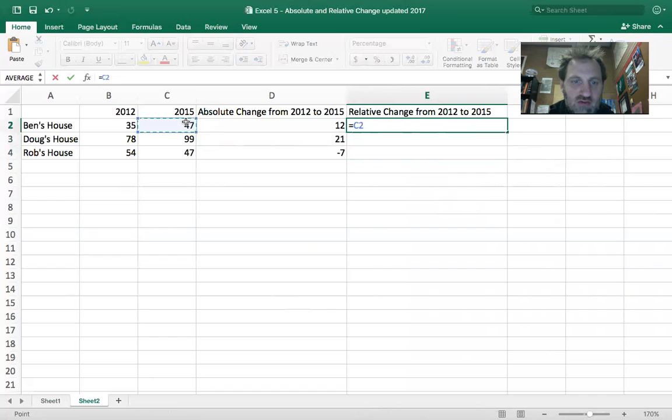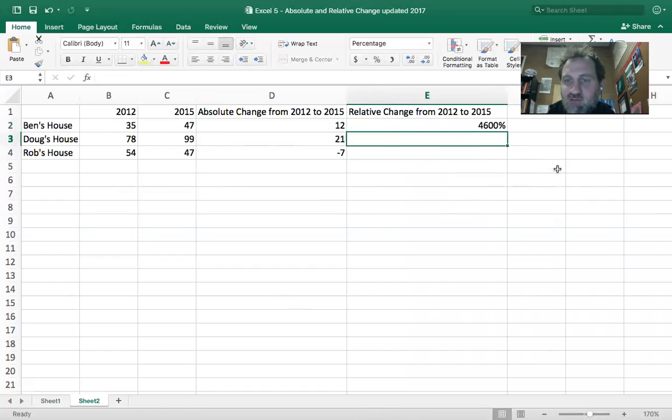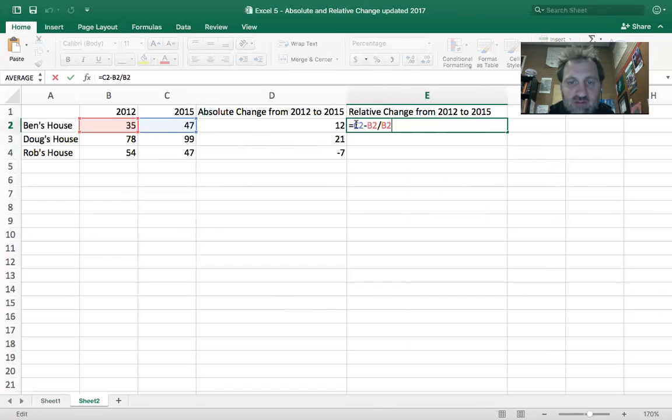I can take new, and I can subtract old, and I can divide it by old. Now, that answer, 46,000, should not make sense to you. You should say to yourself, there's a problem there. What is the problem? Here's my formula. I'm doing new minus old, and I'm dividing by old.